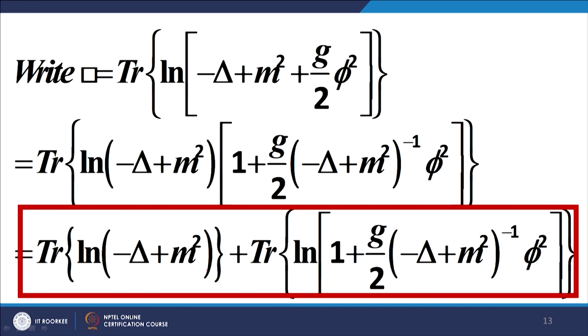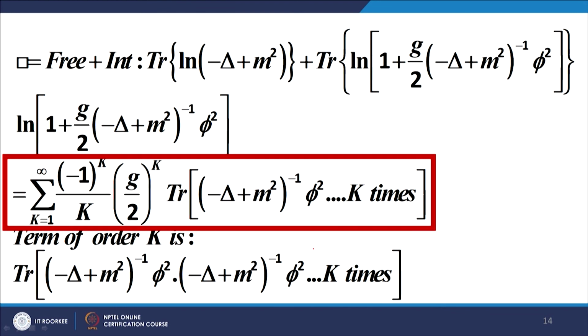The log of this expression is one part, and the trace of the log of this expression is the other part. So, when you take the trace, again the trace also operates over the two, and we have the trace of the log of the first part and the trace of the log of the second part. Now, the log of the second part, if you look at it, is of the form log of 1 plus x.